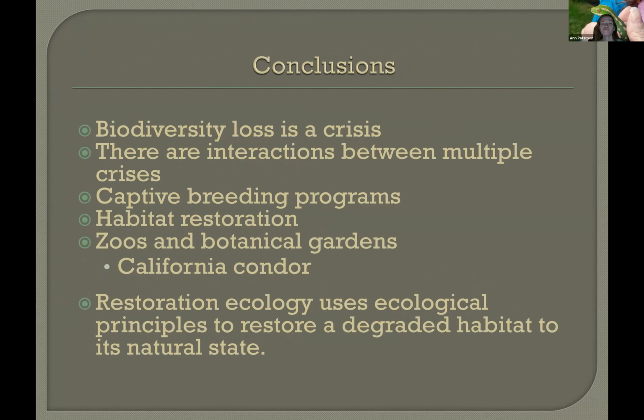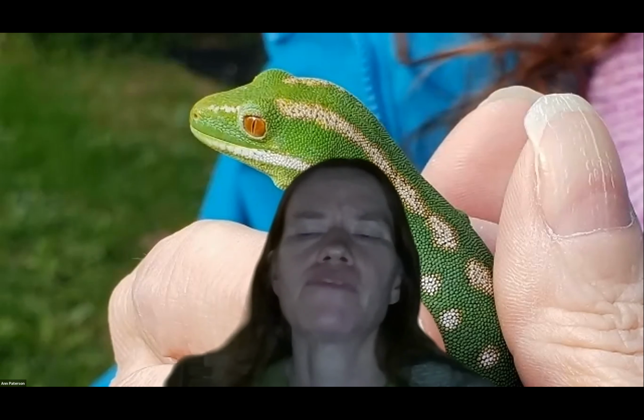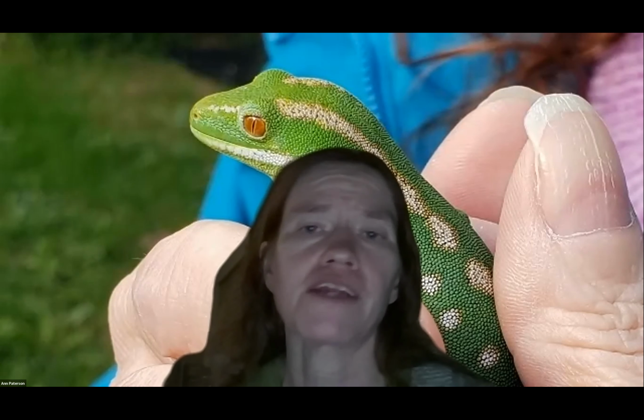So in conclusion, biodiversity loss is a crisis. There's an interaction effect, so it's something that interacts with other crises, and we need to keep it in mind in trying to find solutions to other crises. There are captive breeding programs, there's habitat restoration. So there are things that we can do that can help to address this problem, but they're very important and they need to be at the forefront of people's minds.